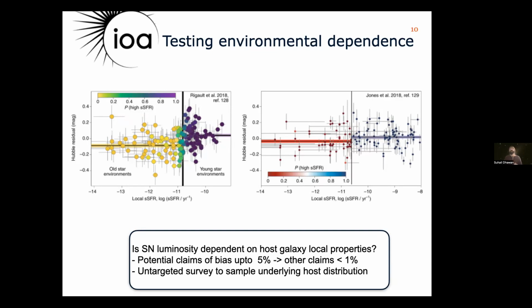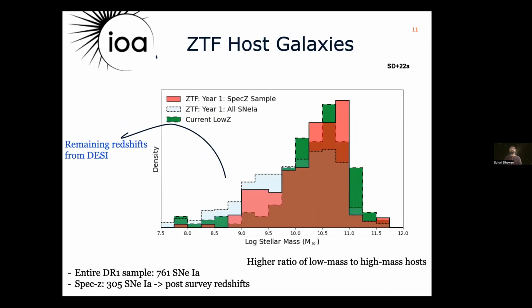So this is why having an untargeted sample is important, because we don't know what the selection effect is that goes into the x-axis. So it's very difficult to say whether or not there are selection biases that are impacting what we infer about this specific star formation rate step. In this case, ZTF has been a great discovery machine.